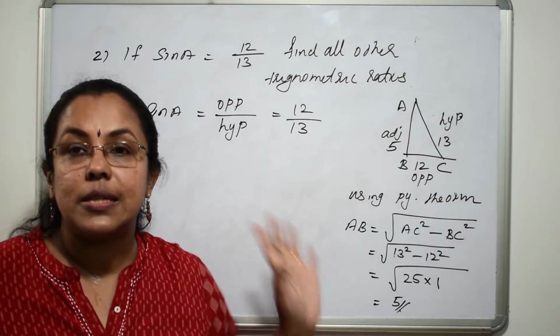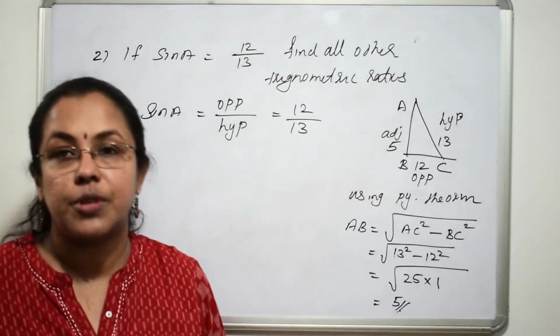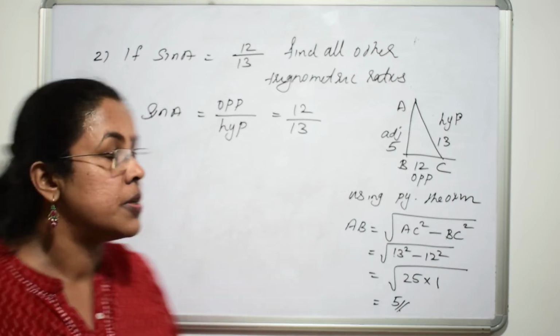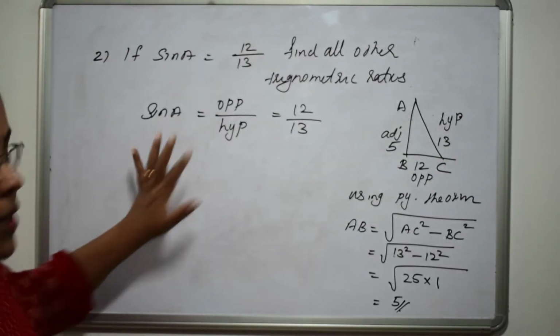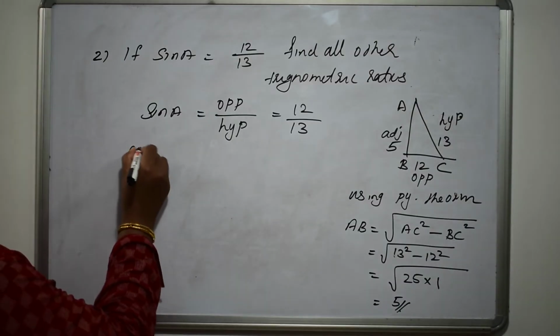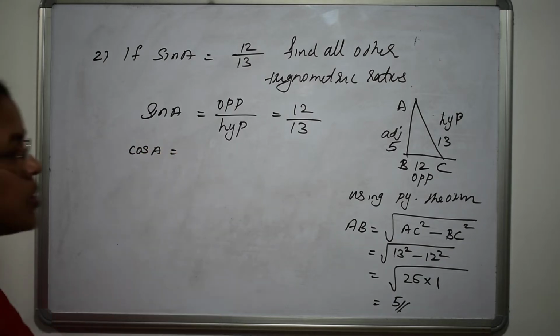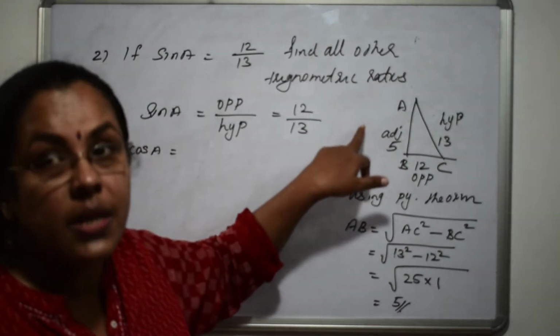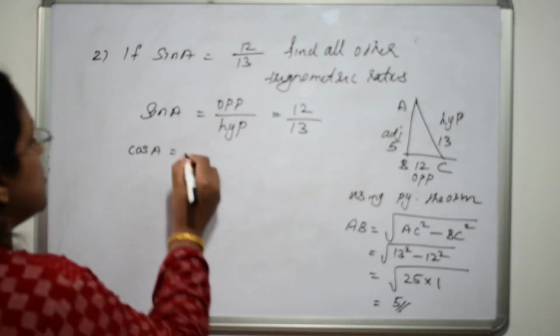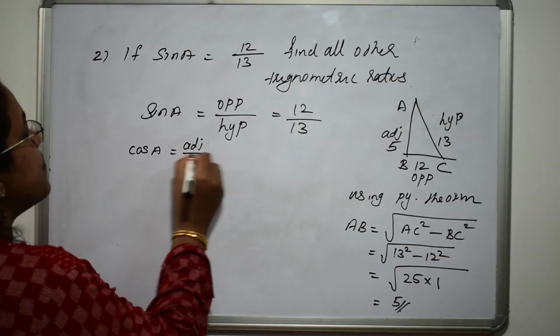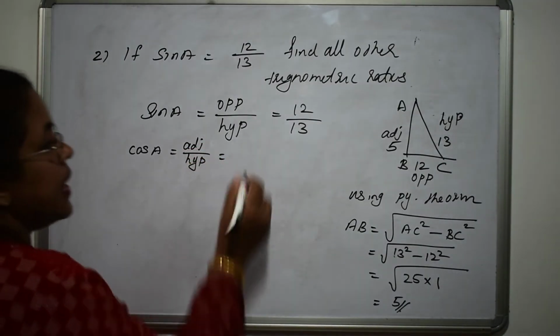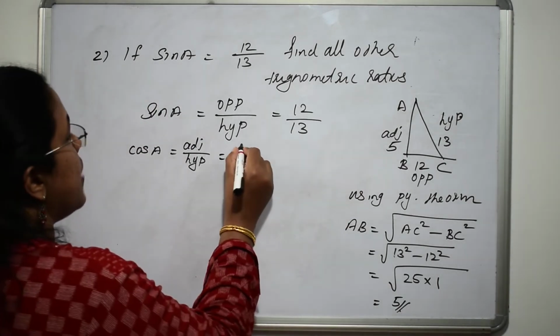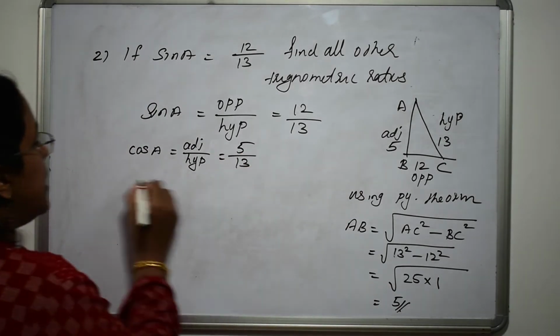Now we got all the three sides. We will be able to write the trigonometric ratios. Sine is given. So next one is cosine. Cosine means adjacent side by hypotenuse. What is adjacent side here? Adjacent side is 5. Hypotenuse is 13.